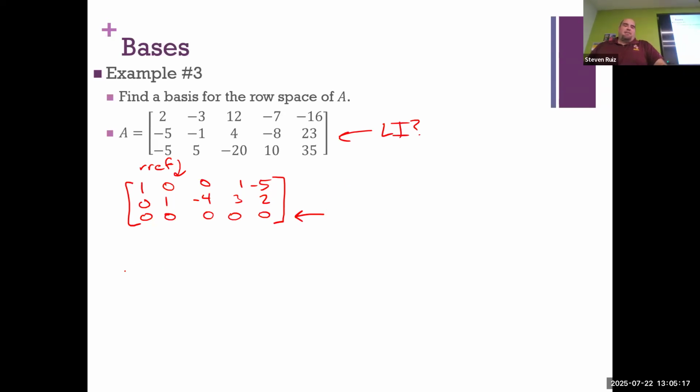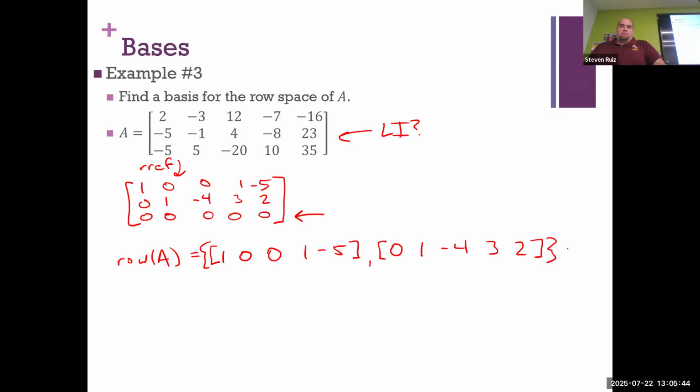So because of that, I can say the row space of A is equal to the span of the only 2 linearly independent vectors that came out of this. So what are those going to be? 1, 0, 0, 1, negative 5, and 0, 1, negative 4, 3, 2. So what's the dimension of this subspace, or the dimension of this basis? When we talk about dimension, it's only one number, not a pair of them.